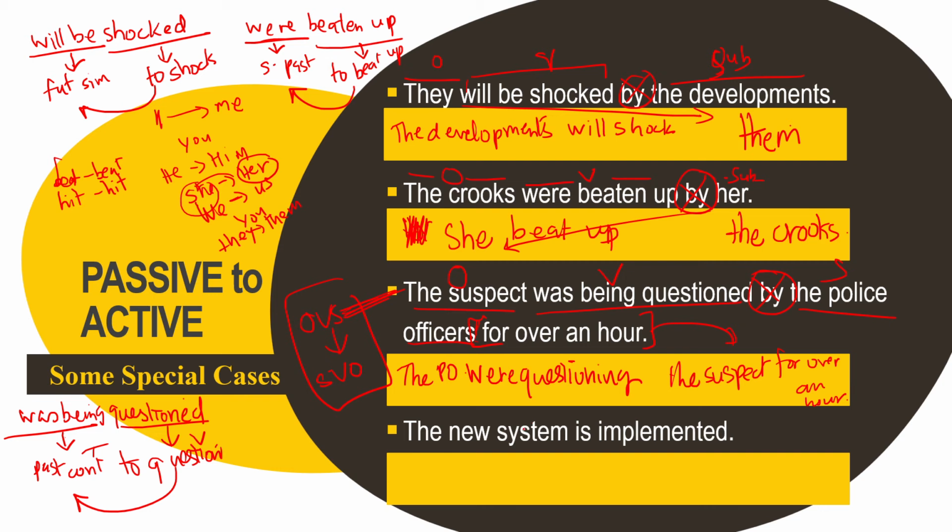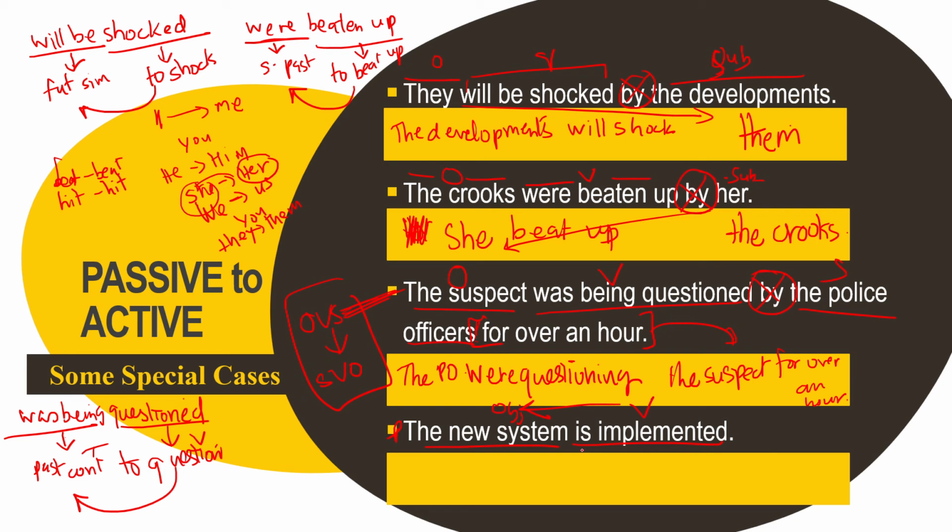The last special case is: the new system is implemented. This is the case where you don't have by. So this may be a little difficult to detect that it's passive, but you check. This is the verb, this is the object. What is being implemented? What is receiving the implementation? The system. So the object is before the verb. Passive voice. Who is implementing? Not known, not important, it's not mentioned.